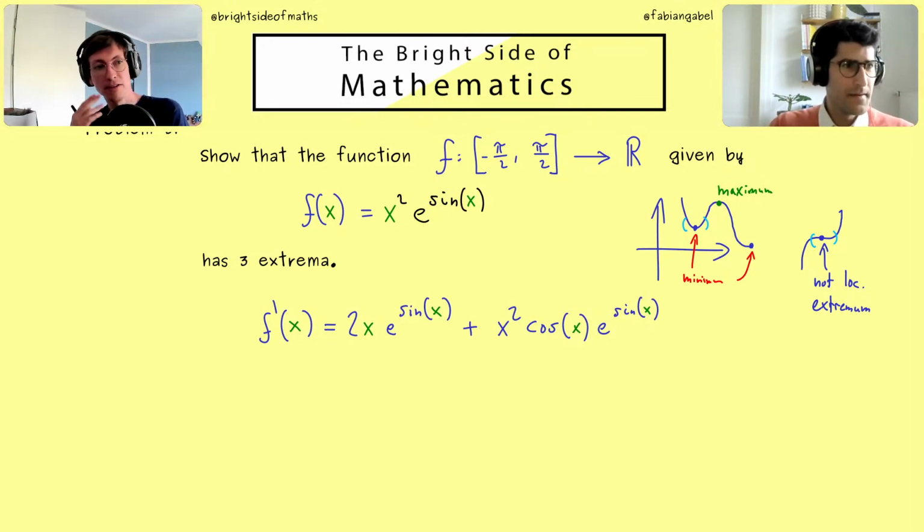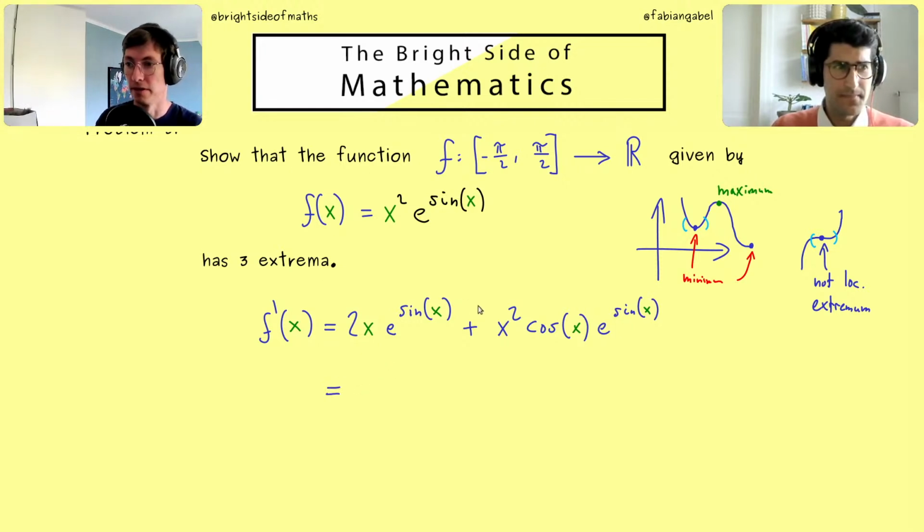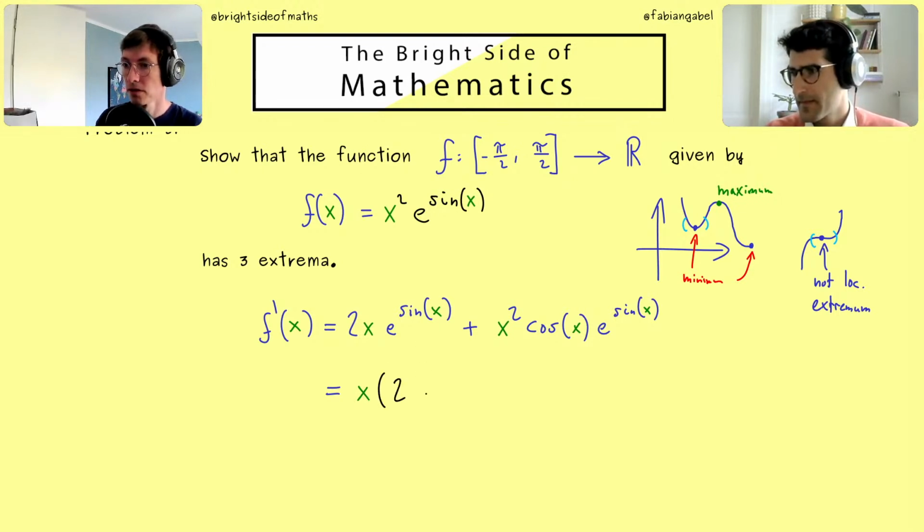So we want to find zeros for our derivative here. Zeros means, maybe I do it here immediately for the factor x. I can pull out one factor x here, and I can write it as 2 plus, and there is an x.